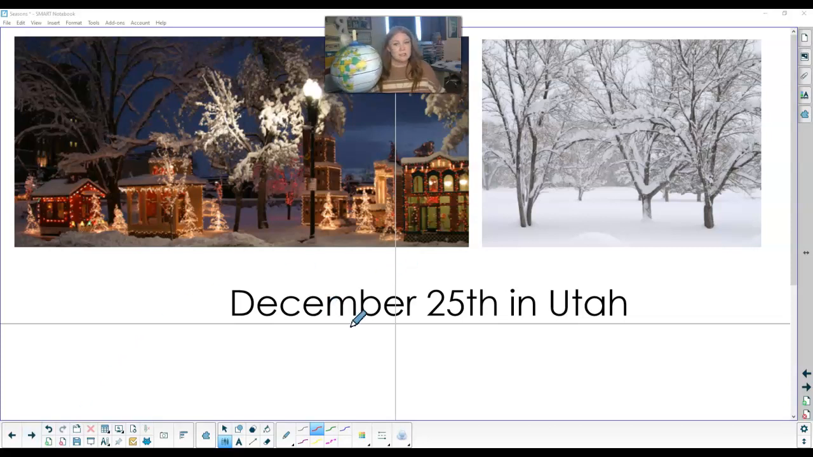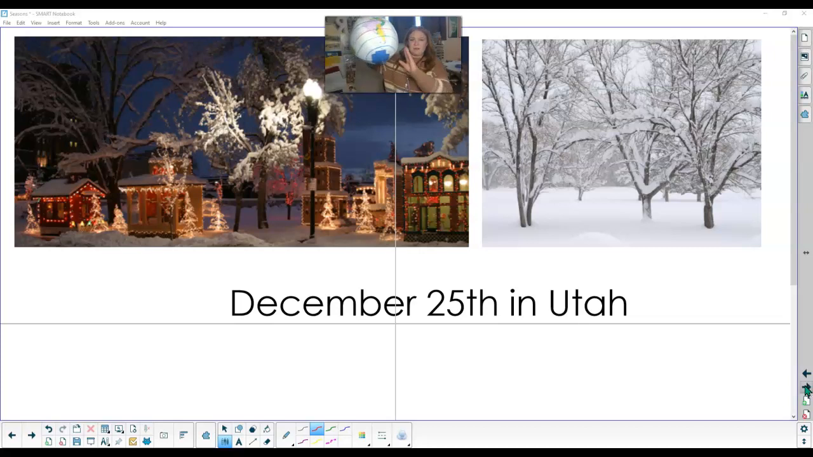So here we are, December 25th in Utah. These should look like pretty familiar scenes you might see outside your windows, right? Here we are in Utah, and you know it's winter, so we've got to be tipped away from the sun, right? That sunlight's got to spread out over here, indirect sunlight. So we're up here, kind of cold.